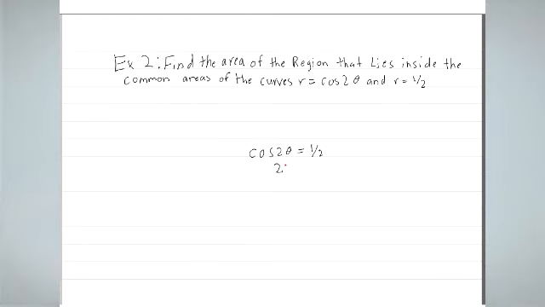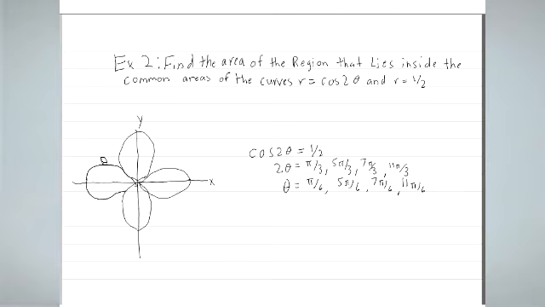So cosine equals a half at pi over 3, 5 pi over 3, 7 pi over 3, and 11 pi over 3. Now, by dividing all of these by 2, we get pi over 6, 5 pi over 6, 7 pi over 6, and 11 pi over 6. Now we can draw the graph. That'll have to do. Let me draw a circle now.